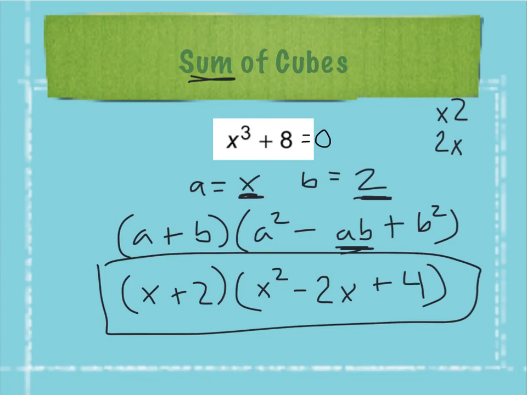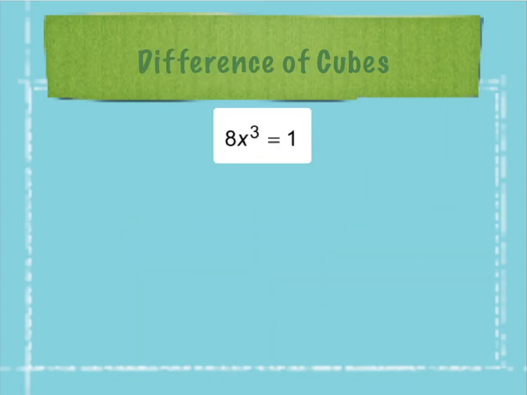Ready for the next one? Okay, now we have the difference of cubes. What do we need to do first here? Find the a and b, but we need it to be equal to 0. So how do we get it to be equal to 0? So we subtract 1 from both sides. So our new equation is 8x cubed minus 1 is equal to 0.